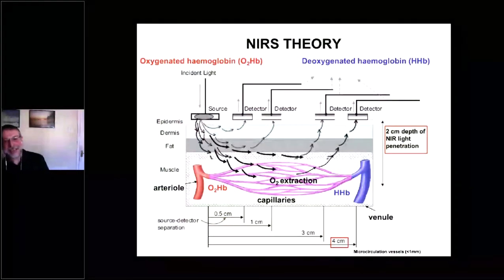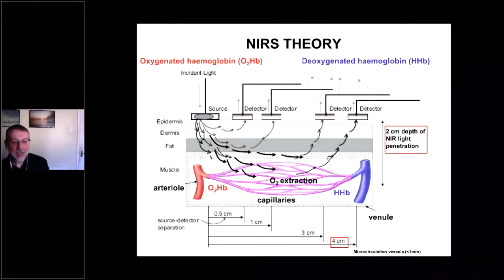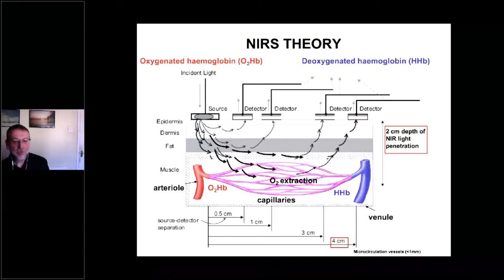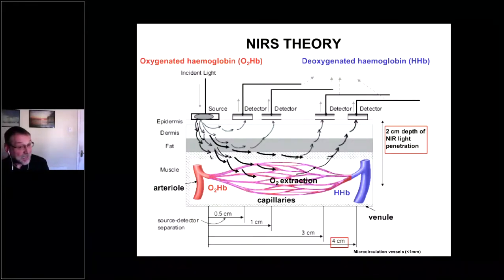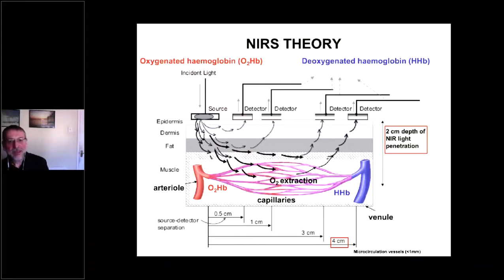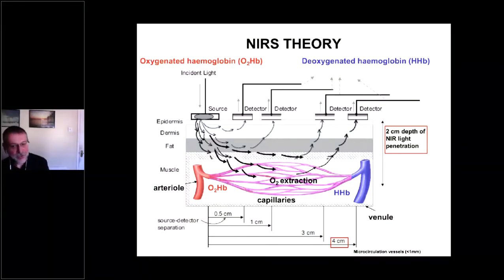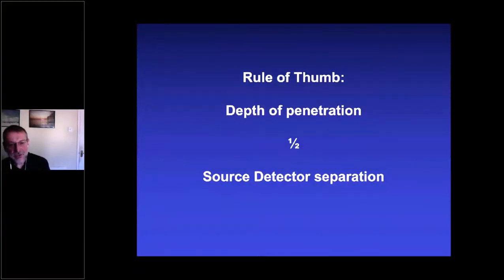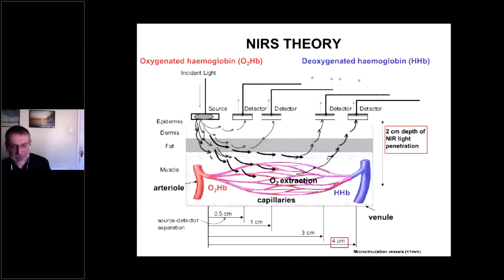This is perhaps a more sophisticated depiction of where the light goes. And what you see here is that as the light transfers through the tissue, it changes its color as it goes from the arteries to the veins, and you can pick up the mixture of what the color of light is. The further apart the source and the detector are, the deeper the light penetrates. So this is showing that when you get to 4 centimeters you can probably get 2 centimeters depth of light penetration. A rule of thumb is that depth of penetration is half your source detector separation. So if you've got a source and a detector at 4 centimeters, you get 2 centimeters penetration.